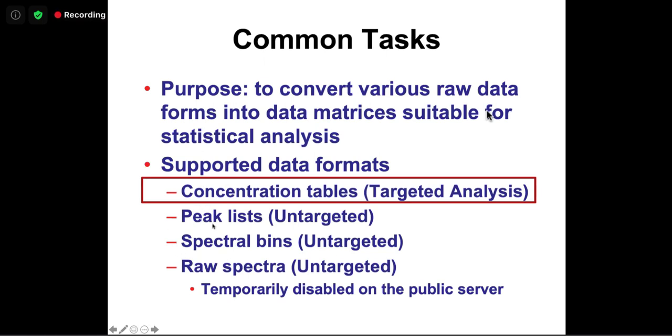Everybody knows the first one, but actually peak lists too. If you collect peaks from your spectra, each sample is one file. If you have 100 files, that's basically 100 peak lists, with m/z and retention time. You can upload them as one zip file, and MetaboAnalyst will align the peaks and do the analysis. And of course you can upload the raw spectra. For raw spectra, we will do the peak picking and peak alignment. If you pick peaks yourself, the files will be much smaller. So if you have more than 100 spectra, you should pick your own peaks; if you have fewer than 100 spectra, you can upload them. Spectral bins are for NMR spectra. Raw spectra are temporarily disabled on the public server. This is the public one, but we are using the dev server, which is powerful.